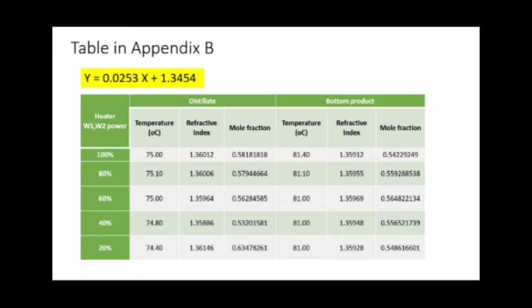And we need to find the value for each heater power at 100%, 80%, 60%, 40%, and 20%. So, by using the equilibrium graph, we managed to get the linear equation, which is y equal to 0.0253x plus 1.3454. So, by substituting the value of y, which is refractive index, into this equation, we managed to get the mole fraction, which is x.